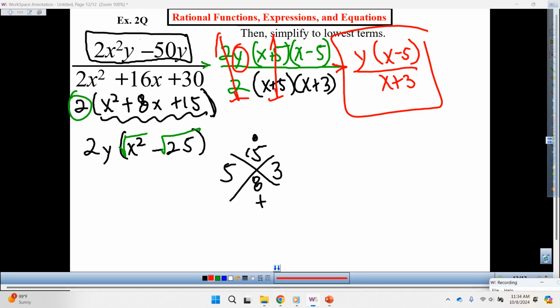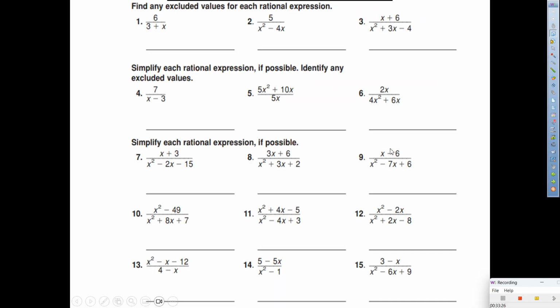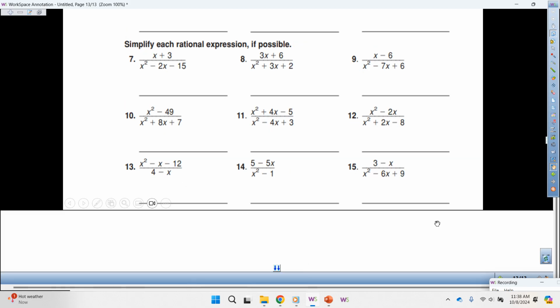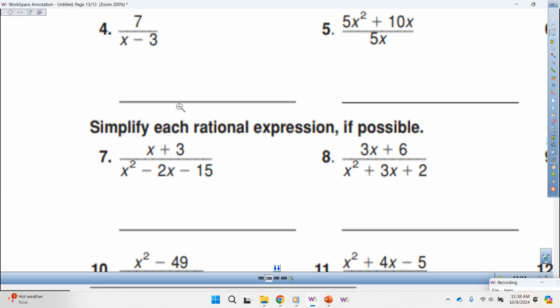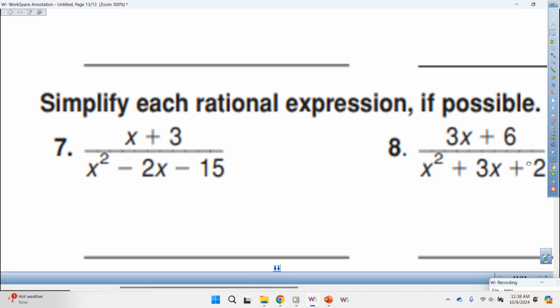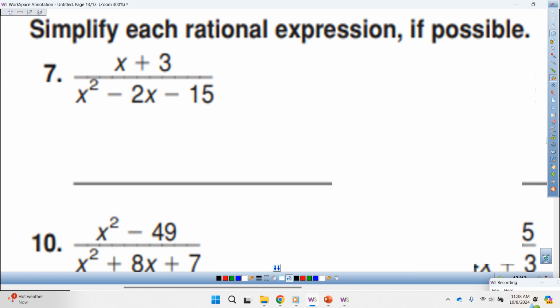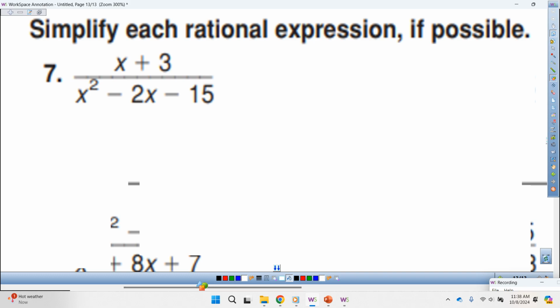Now we're simplifying rational expressions. We got 3 fours, 5s, 5 fours, okay. But let's do some more, yeah? Here we go. Let's go with this one right here. Copy this one onto your paper, number 7 from my screen. And we're only simplifying.